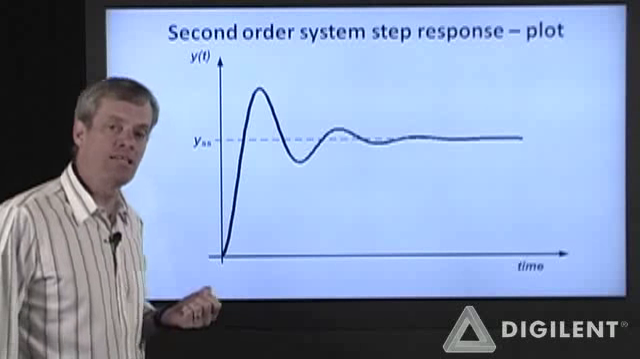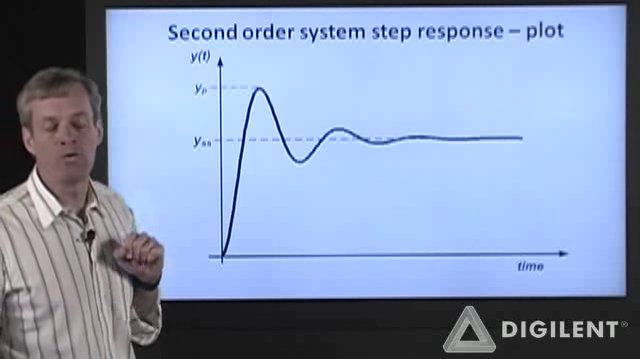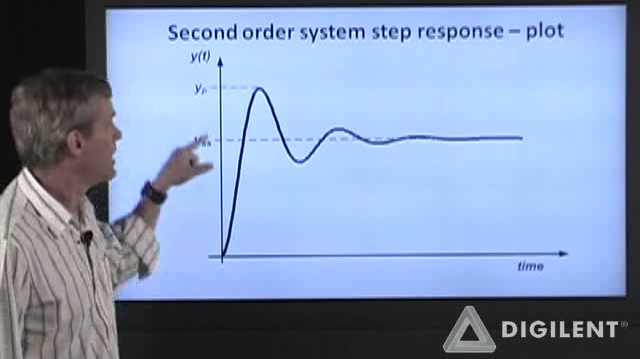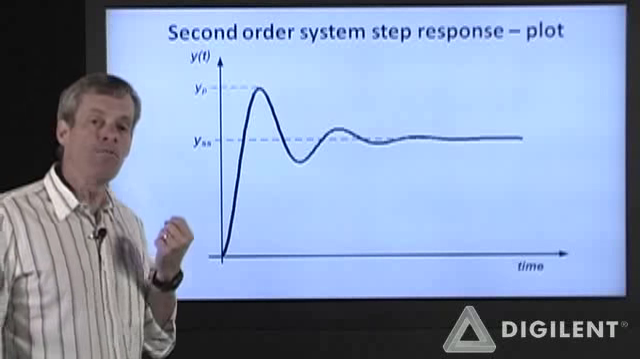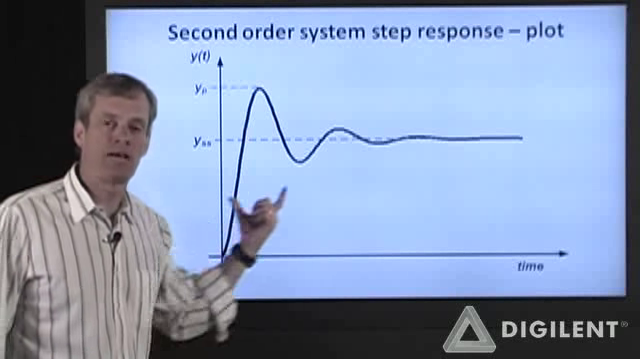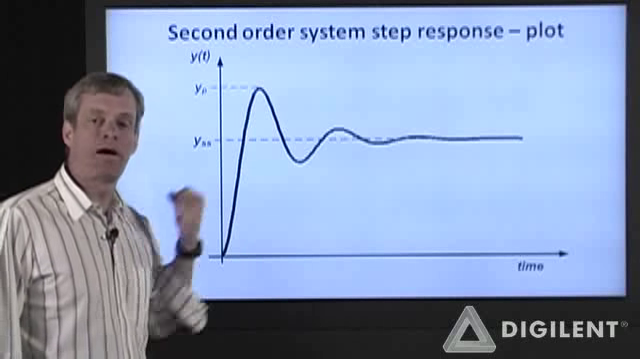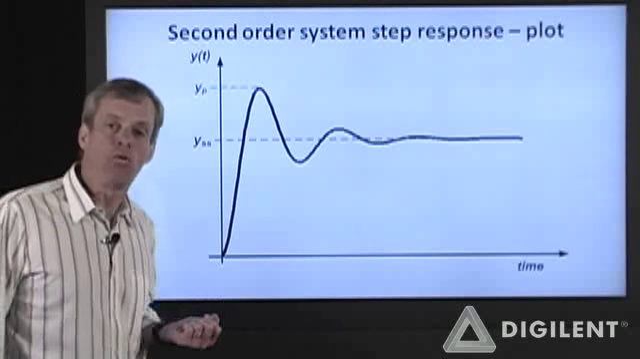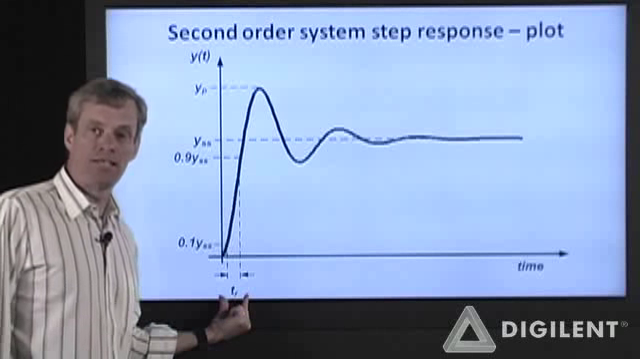Another thing that people tend to be particularly interested in is the maximum value achieved by the step response. I've denoted that as Y sub P for the peak response. The final thing that people commonly use to characterize a step response is the rate at which this response is coming up. That's typically quantified by what is called the rise time, which I've denoted as T sub R.